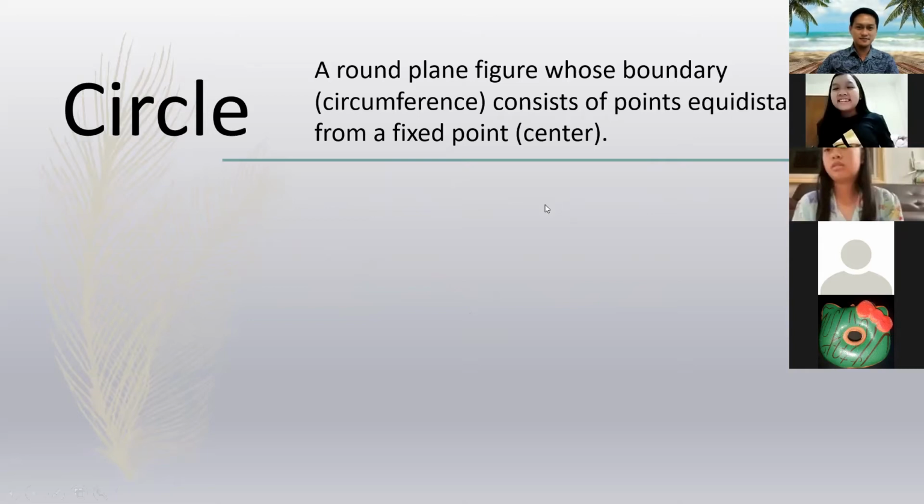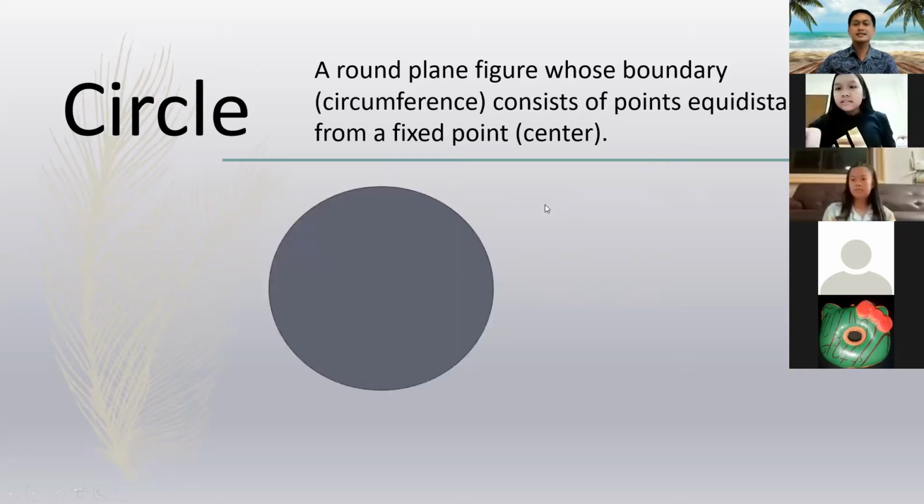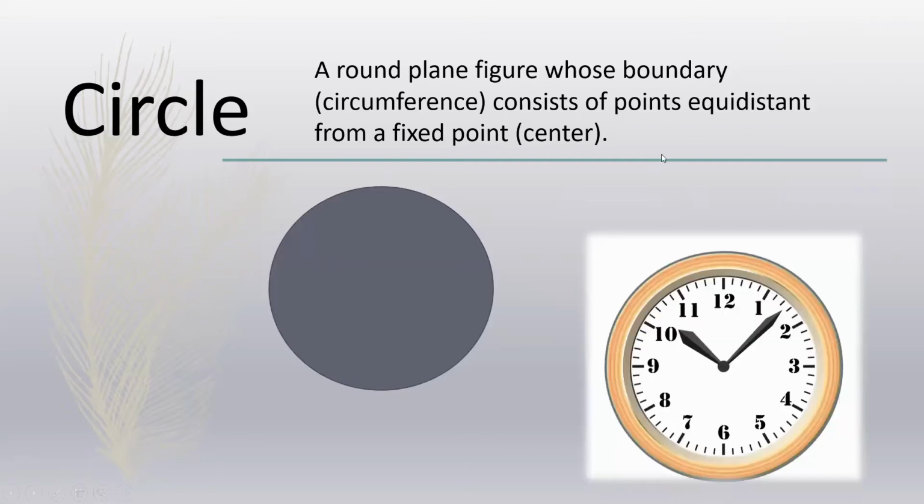So circle. This is a circle. And this is an example of a circle. What is this? A clock is an example. Yes, a clock is an example of a circle. Let's go on with the next 2D shape.